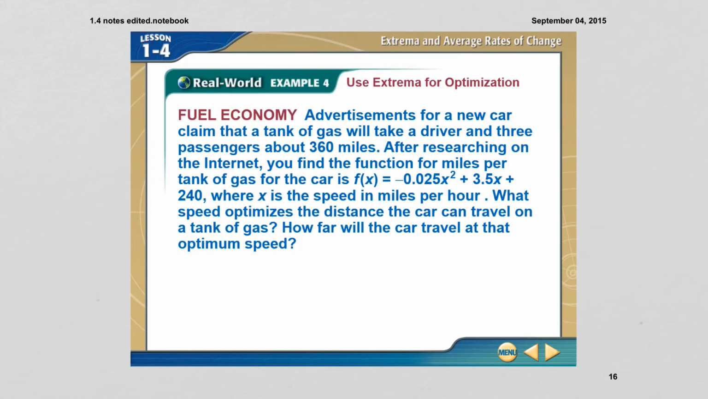Next, we're going to look at a real-world problem. Advertisements for a new car claim that a tank of gas will take a driver and 3 passengers about 360 miles. After researching on the internet, you find the function for miles per tank of gas for the car is f of x is equal to -0.025x squared plus 3.5x plus 240, where x is the speed in miles per hour. What speed optimizes the distance the car can travel on a tank of gas? How far will the car travel at that optimum speed?